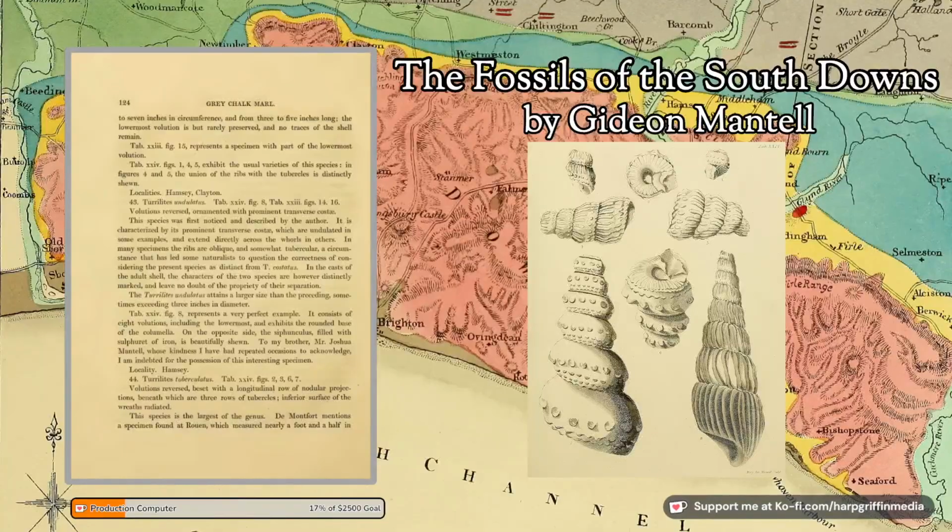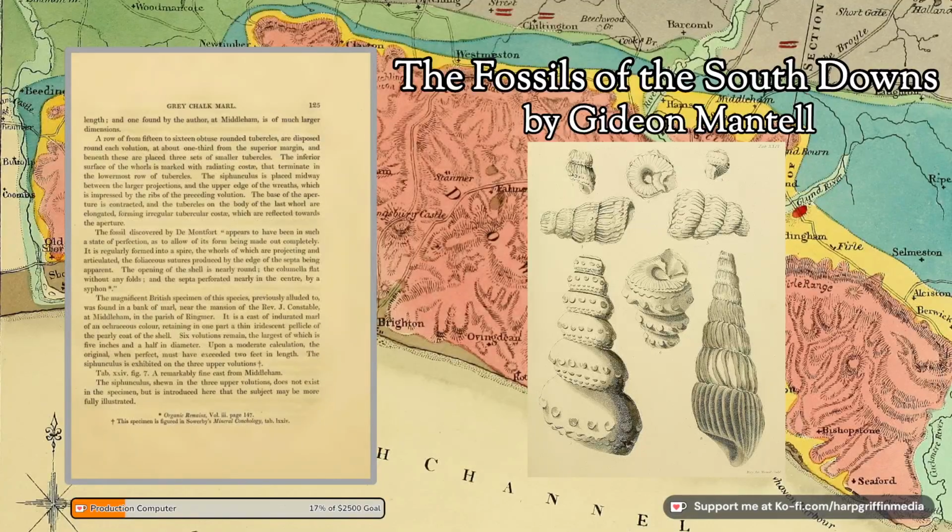44. Turrilitis tuberculatus. Tablet 24, Figures 2, 3, 6, 7. Volutions reversed, beset with a longitudinal row of nodular projections, beneath which are 3 rows of tubercles. Inferior surface of the reeds radiated. This species is the largest of the genus. De Montfort mentions a specimen found at Rouen, which measured nearly 1.5 feet in length, and one found by the author at Middleham is of much larger dimensions.